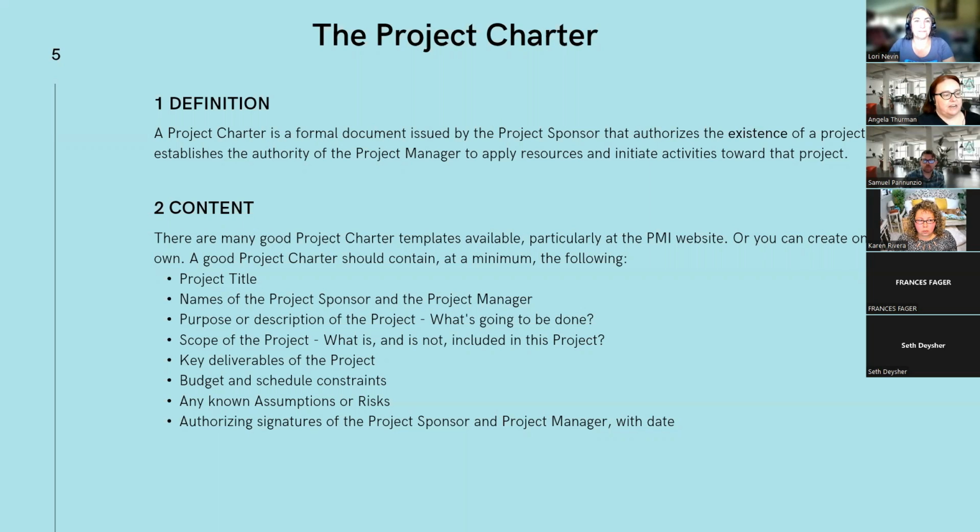So are there reports due at different milestones? Are we going to have prototypes due at different milestones? Are we going to have tests performed? And then at the conclusion of the project, what are we going to deliver? What is the final outcome of the project?